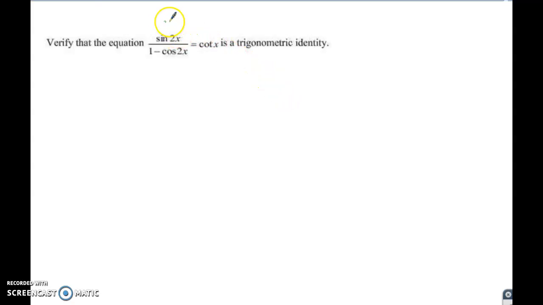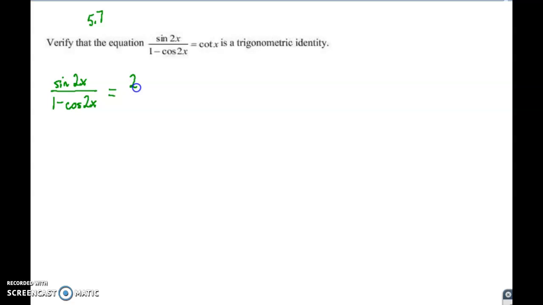Alright, so this is where we left off. We're finishing up 5.7, and we're just practicing verifying trig identities. We're using the double angle formulas, and it's up to you which double angle formulas you choose to use. For instance, just starting with that left side, which I would argue is definitely more complicated than the right side. The right side just is cotangent, cosine over sine.